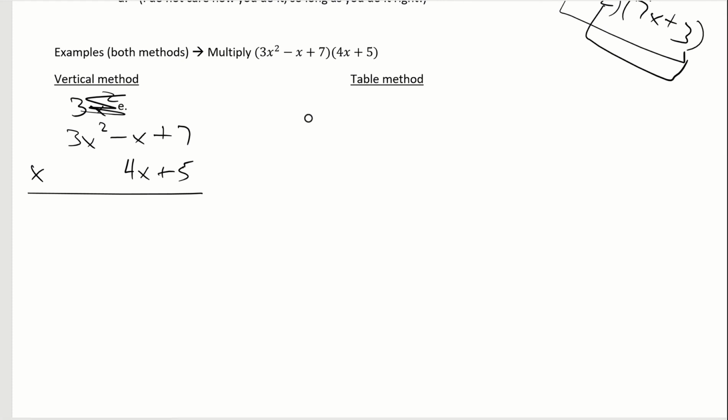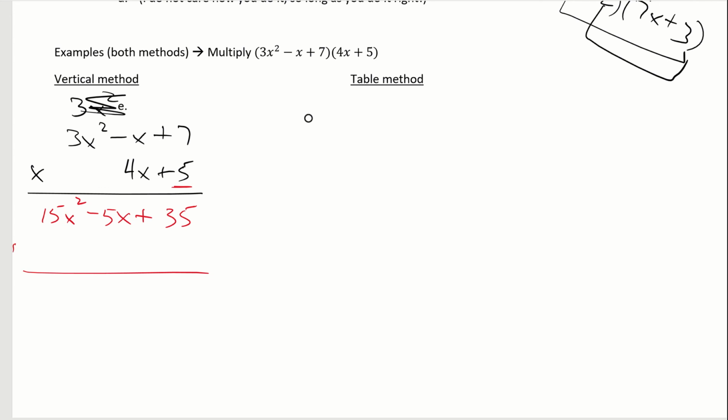You're going to first go with this guy. I'll turn this red. This guy is going to multiply with all three above. So you go 5 times 7 is 35. And here's the difference. Put a plus. 5 times negative x. In your head, you go 5 times x is 5x, but it's negative. And then 5 times 3x squared. In your head, you're going 3 times 5 is 15, and then there's an x squared.